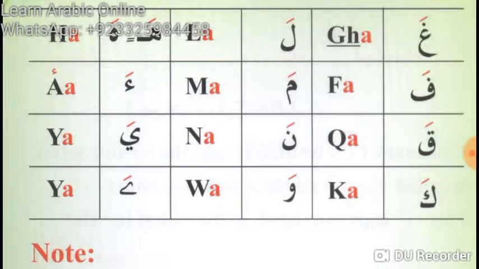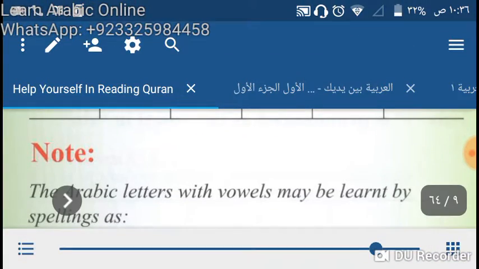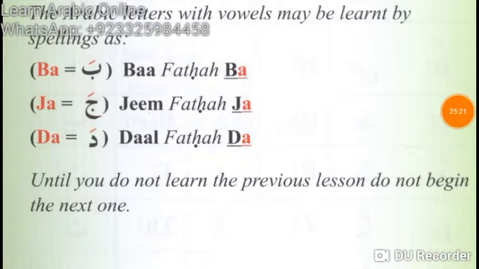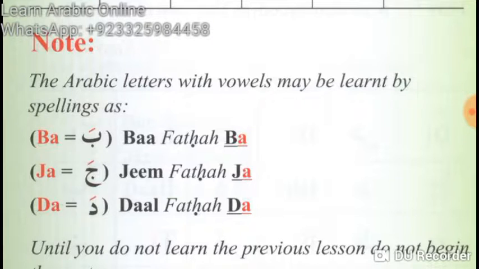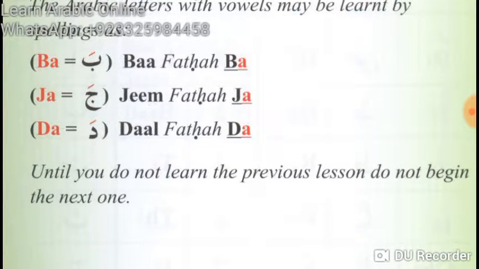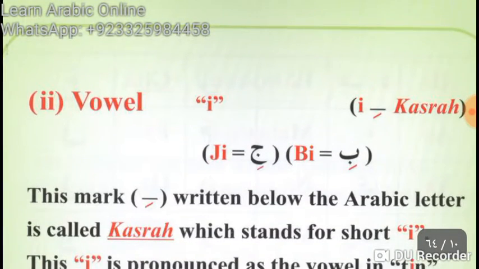Okay. Now read again. Gha, fa, ka, la, ma, na, wa, ha, a, ya. Correct. Absolutely correct. Just a minute. Okay. So you have learned the first short vowel of Arabic, which is called fatha, and it is always written on the top of the alphabet. Good. Now we'll proceed to the next page, page number 10 on PDF.